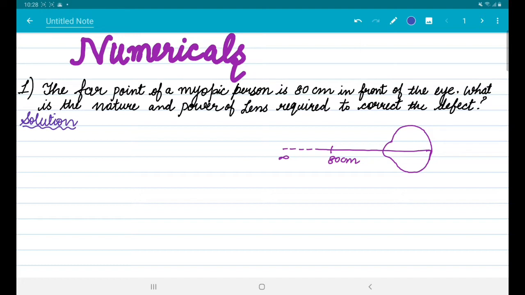Today we are going to do numericals based on myopia and hypermetropia. Starting with the first numerical, the far point of a myopic person is 80 cm in front of the eye. What is the nature and power of lens required to correct the defect?